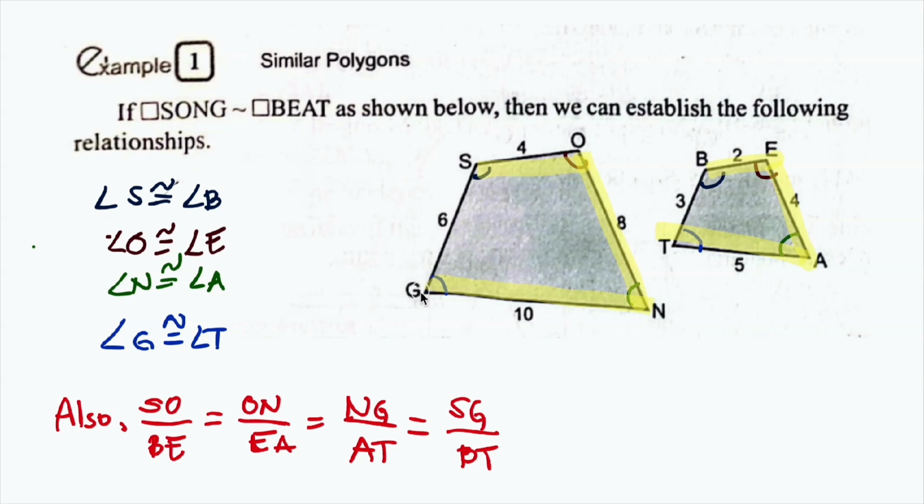So we have NG over AT, SG over BT, and they produce a common ratio. So what does it mean?